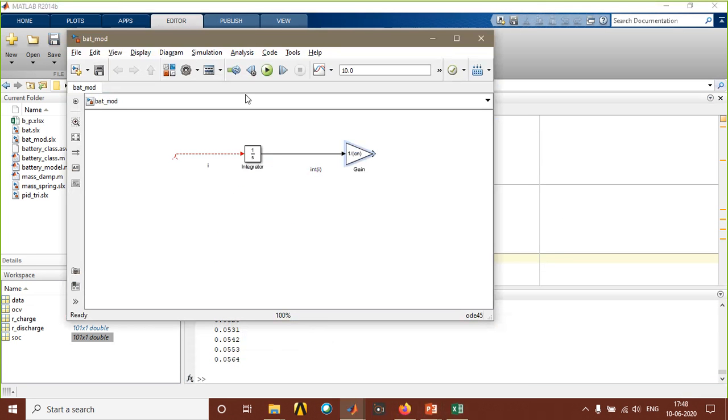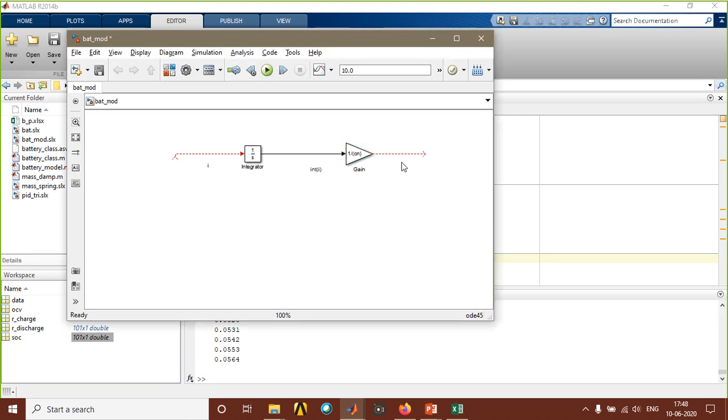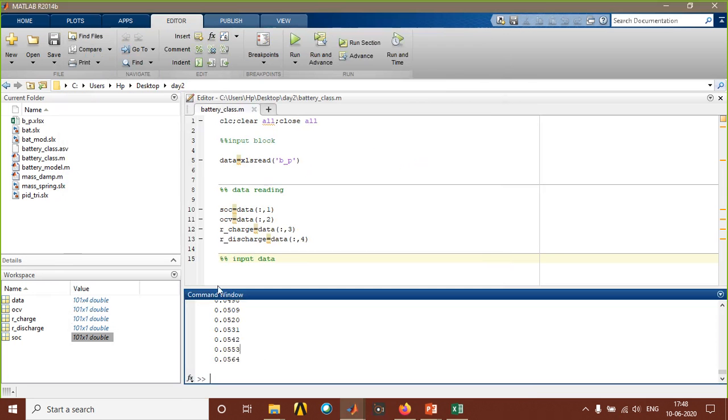So what I'm going to do is go for the BAT model. Here I'm going to read some of the data. I'll tell you the small difference, not big, between a normal script and a live script. From here, the output which I'm going to get is SOC, because this particular equation will represent SOC. So I'm going to put SOC. Now I've already imported some data from my Excel sheet: OCV, R charge, R discharge, SOC. Now I'm going to implement a 1D lookup table.